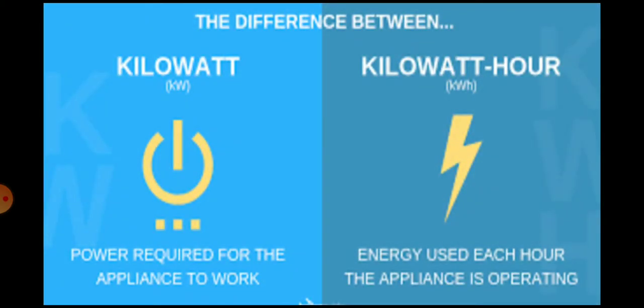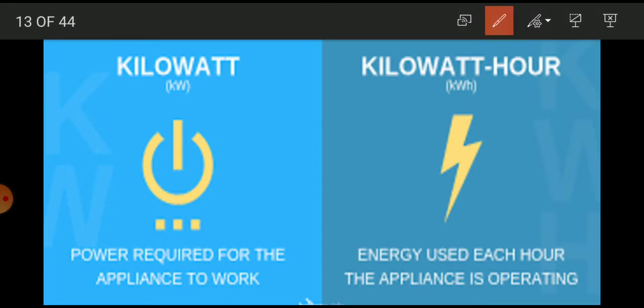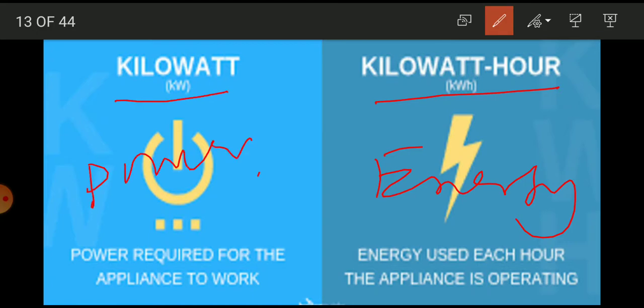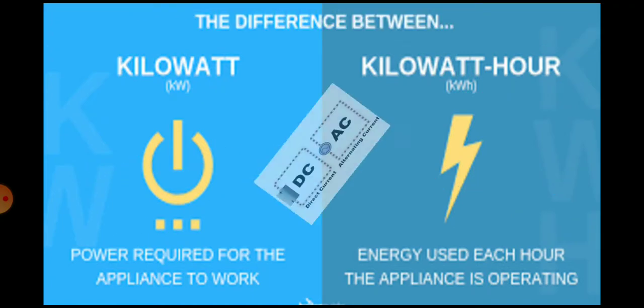Now the difference between kilowatt and kilowatt hour. Kilowatt is the power required for the appliance to work, the power needed to run the instrument. Kilowatt hour is the energy used each hour by the appliance. Kilowatt hour is the energy and kilowatt is the power. This represents energy, this represents power, so you can differentiate.